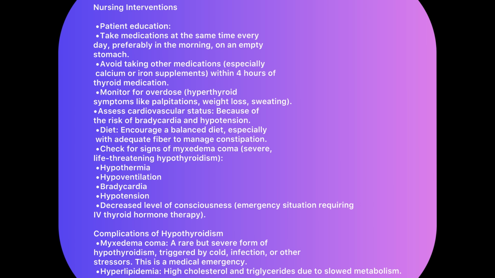Assess cardiovascular status based on the risks of bradycardia and hypotension. Diet: encourage a balanced diet, especially with adequate fiber to manage constipation. Check for signs of myxedema coma, which is a sign of severe life-threatening hypothyroidism. Also an important topic for the NCLEX.